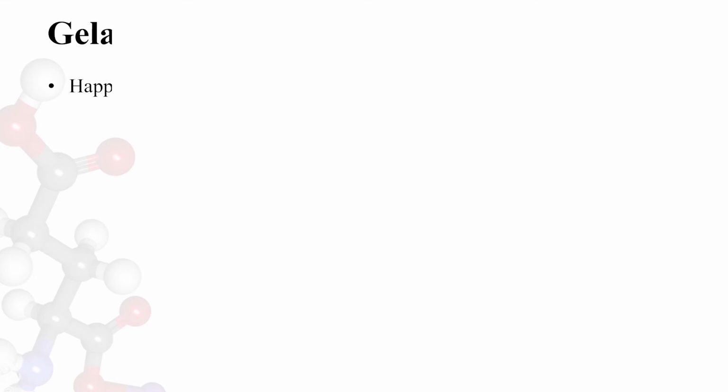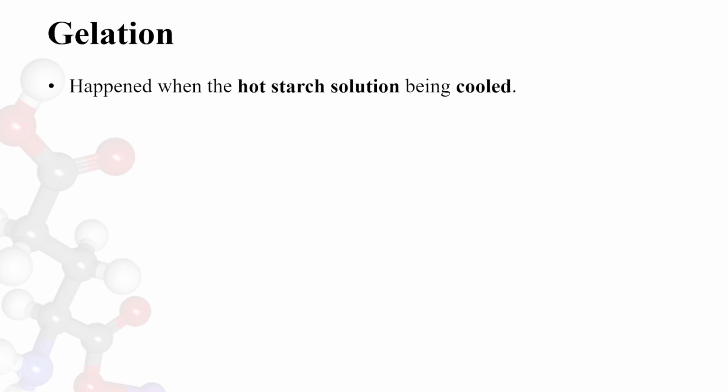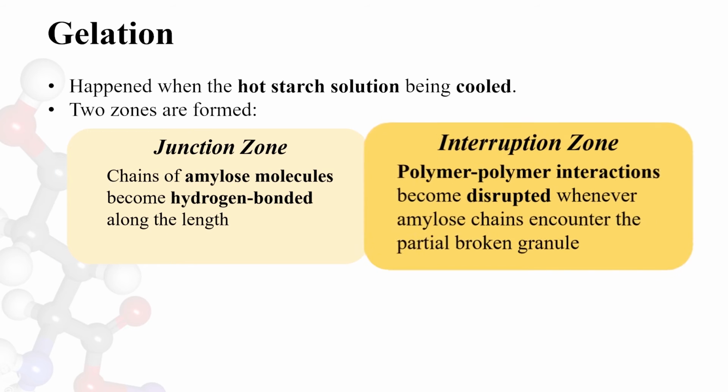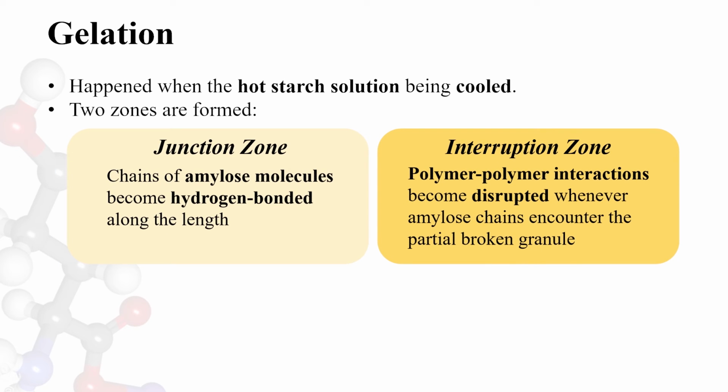So the next reaction between the water and the carbohydrate is gelation. Gelation happens when the hot starch solution is being cooled. There are two zones formed during the gelation, which are junction zones and interruption zones. Junction zones are formed when the amylose chains become hydrogen bonded along their length. Meanwhile, the interruption zones are formed when the polymer-polymer interactions become disrupted whenever amylose chains encounter the partially unbroken granule.